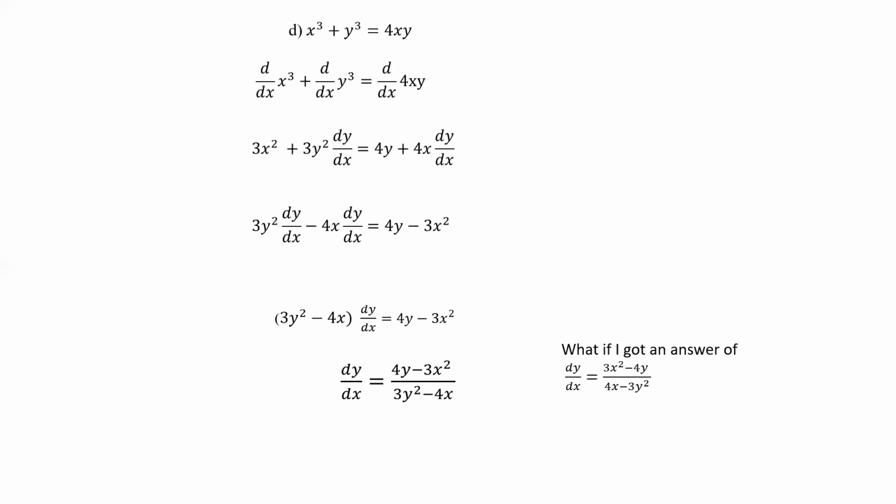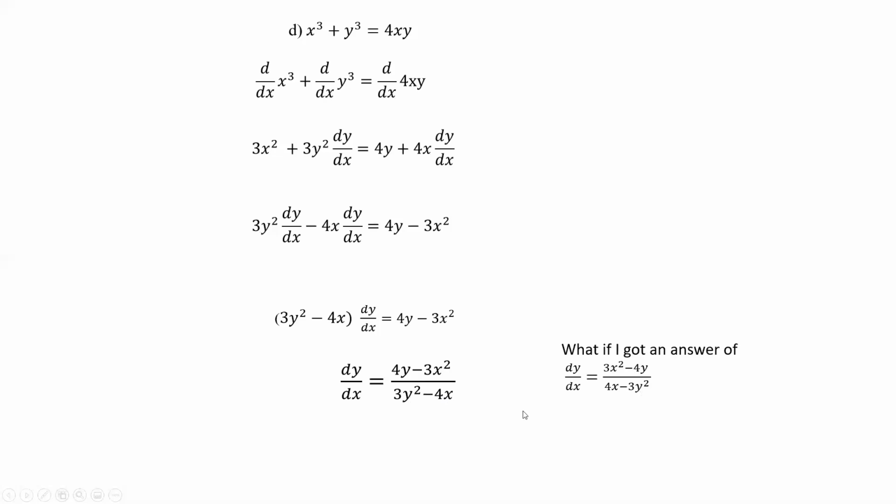Imagine multiplying the top of the equation, 4y minus 3x squared by -1, and the bottom of the equation, or the fraction, 3y squared minus 4x by -1, and you'd get the other answer. 4y by -1 minus 3x squared by -1, 3y squared by -1 minus 4x by -1. And if we multiply by -1 over -1, we really multiply by 1. So these equations are exactly the same.